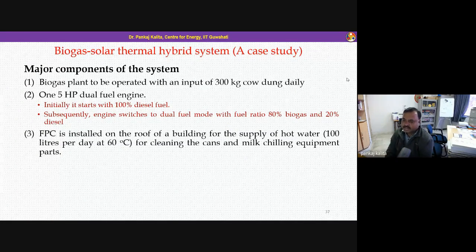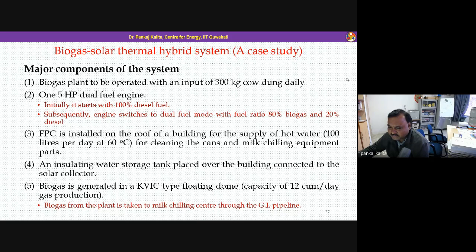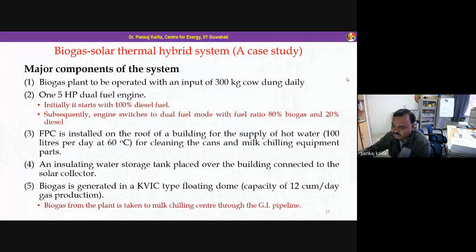One flat plate collector is installed on the roof of the building for the supply of hot water for cleaning of cans and milk sealing equipment parts. Then an insulating tank, which is mounted on the top of the building, stores this hot water. And biogas is generated in a KVAC type 14 dome, with capacity of 12 cubic meter per day gas production, and biogas from the plant is taken to the milk sealing center through a GI pipe.